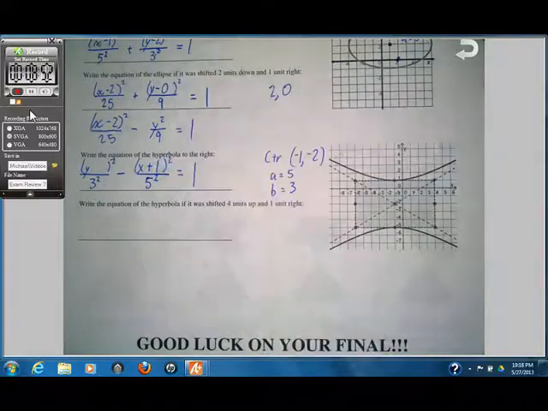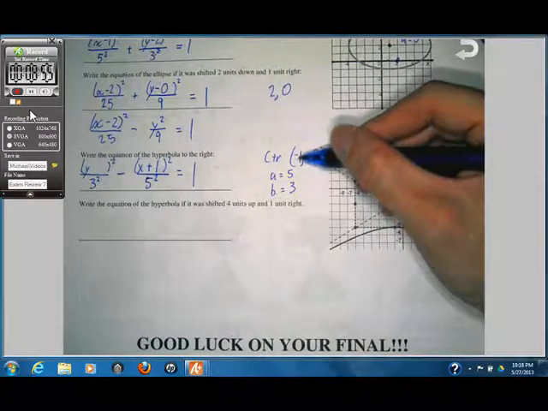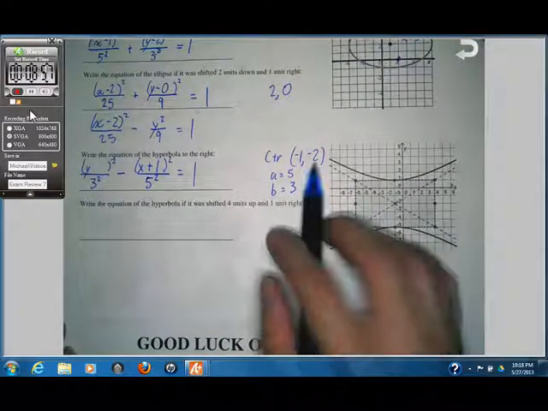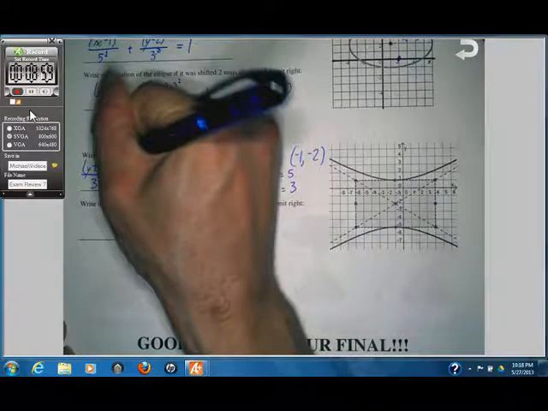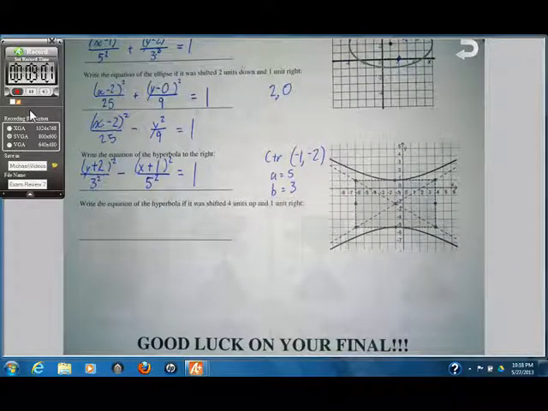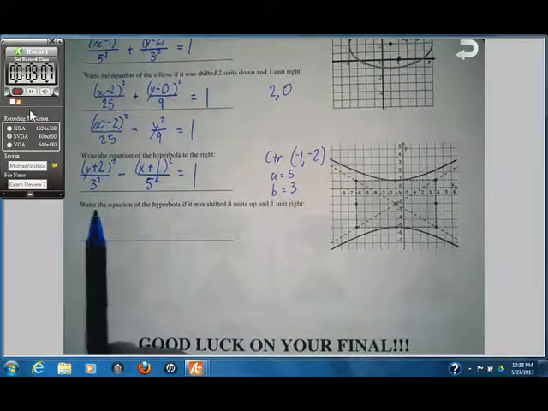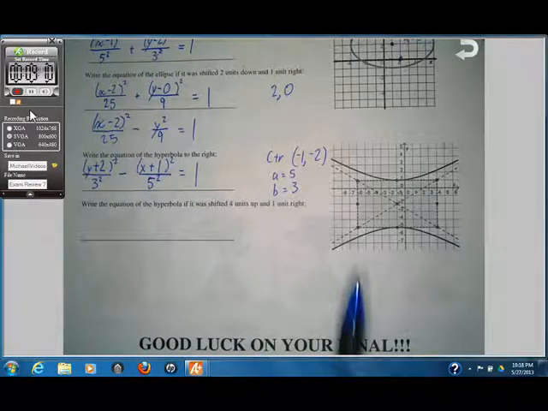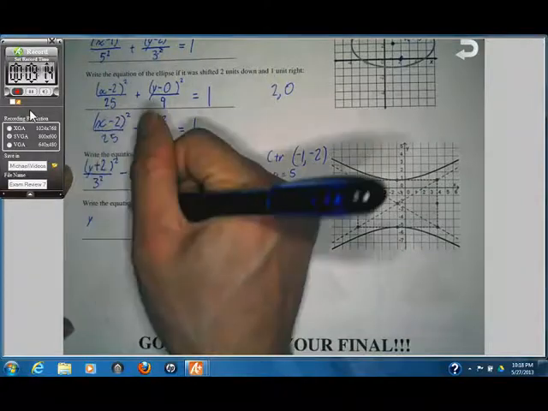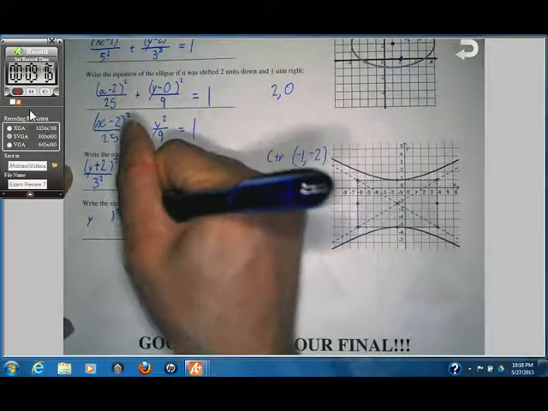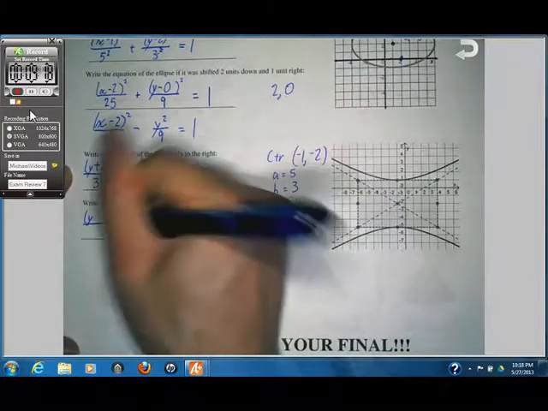Again, you're dealing with write the equation of the hyperbola if it was shifted. So we're not rotating. So it's still going to be a vertical hyperbola. So it's still going to be y and something squared over 9. It's still going to be x and something squared over 25. And it's still going to equal 1. Now, it says 4 units up. So we're going to go 1, 2, 3, 4, and 1 unit to the right.